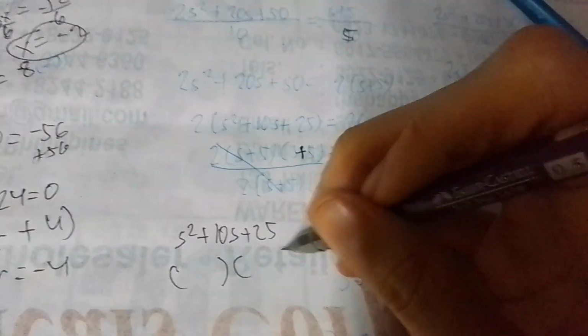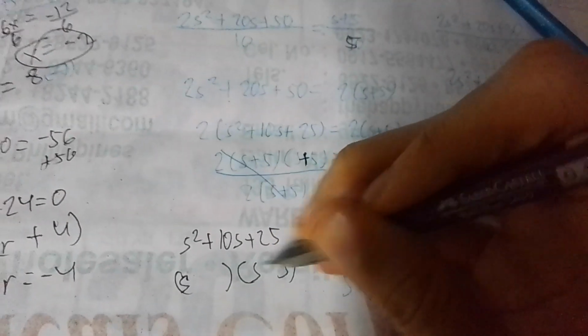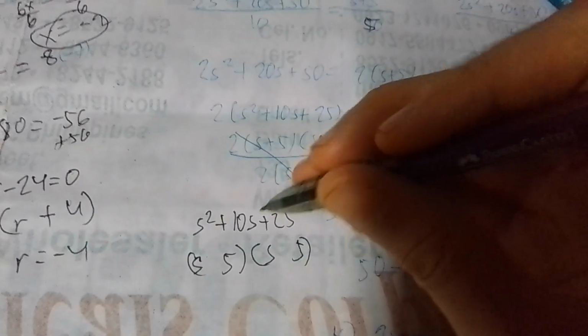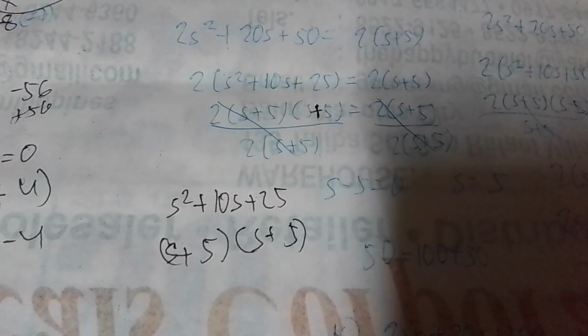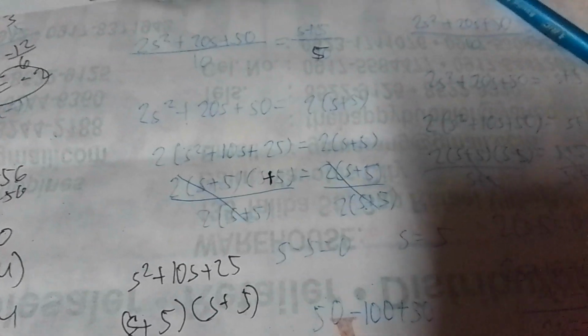Did you know we were to factor this out? We know what two numbers multiply together to give 25, then add to give you positive 10. They're both positive. So positive times positive, 5s plus 5s equals 10s. And take note that these two, we can also factor this out. We can factor, right? And that's why I said here, you can also apply factoring.